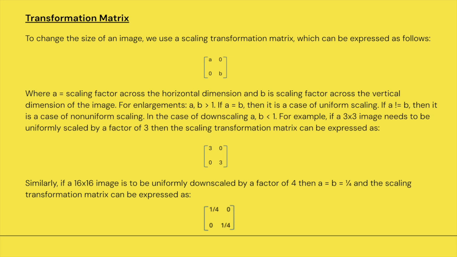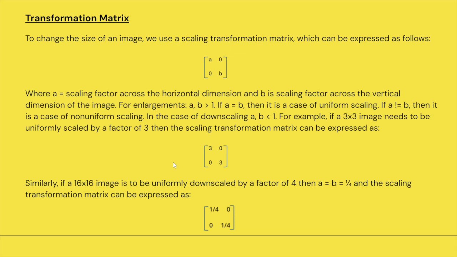If A is equal to B, then this is the case of uniform scaling. If A is not equal to B, then this is the case of non-uniform scaling. In the case of downscaling, A and B are less than 1. For example, if a 3 by 3 image needs to be uniformly scaled by a factor of 3, then the scaling transformation matrix can be expressed as follows.